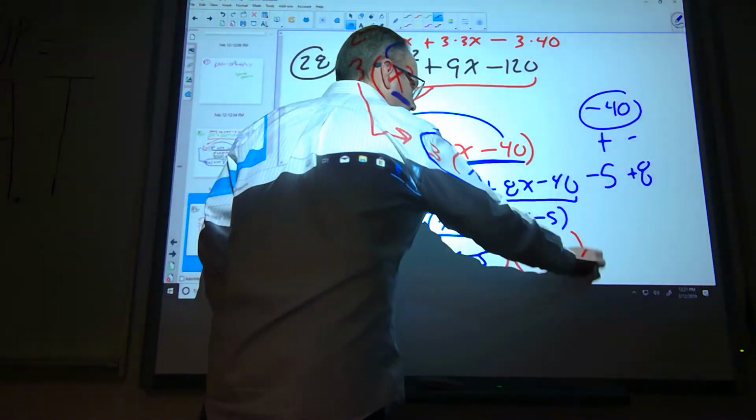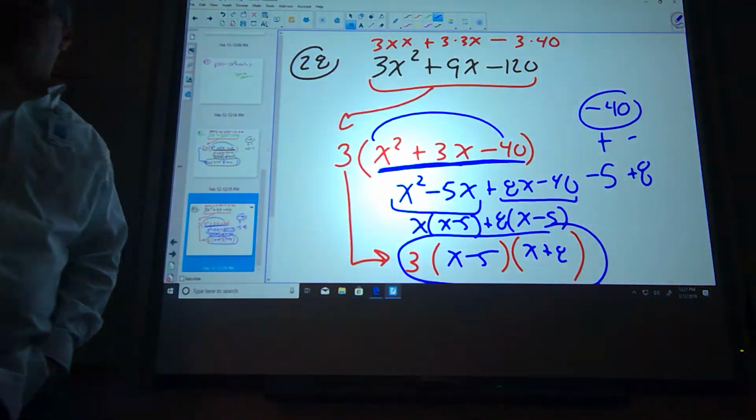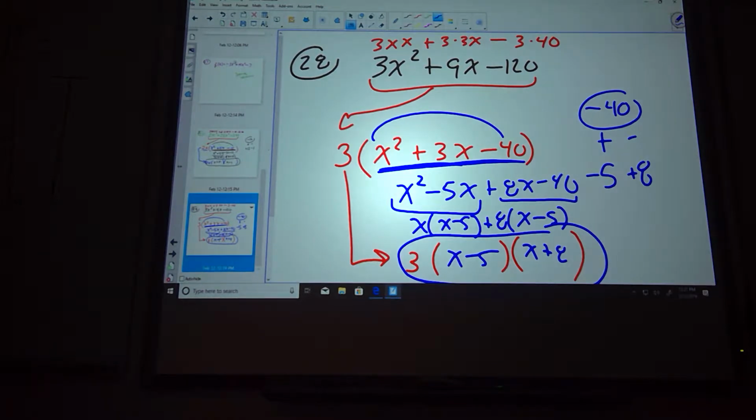Hey, if I flip-flop x plus 8 and x minus 5, is it still the same? Yeah. So I could have had 3, x plus 8, x minus 5 as well. That would work. Yeah. So at the top, like, you did 3x, the red at the very top? Yeah. So you did 3x plus 3 times 3x.